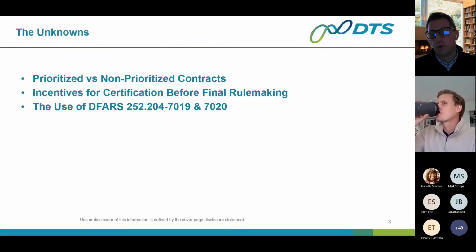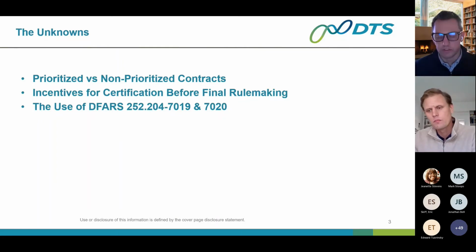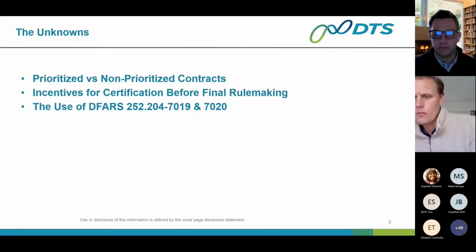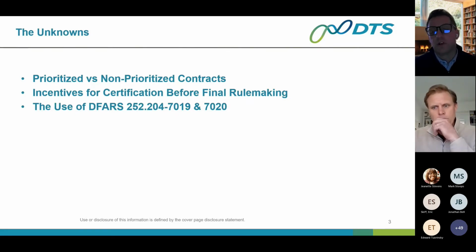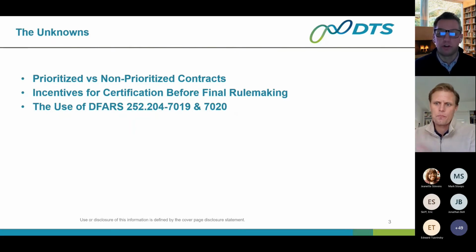7019 is the clause that requires contractors to enter their NIST 800-171 score into SPRS, as well as some other information, basically verifying they have an SSP, an IRP, things of that nature. The 7020 clause is the flow down requirement that requires primes to verify that their subs are meeting the SPRS 800-171 scoring requirement. So these are actively being used, and DoD will continue to use them.